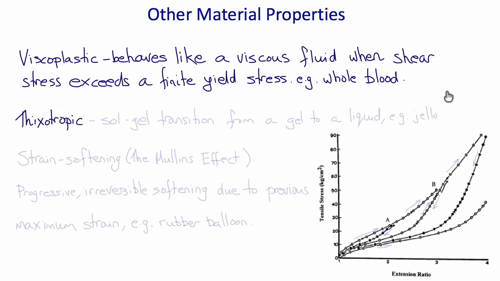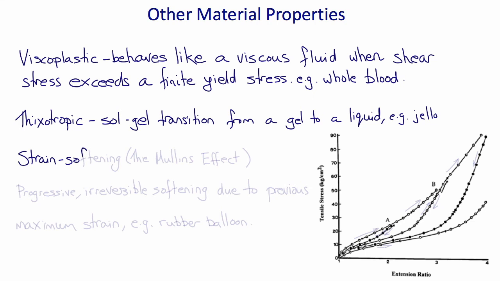A thixotropic material, like the cytoplasm inside cells, undergoes what's called a sol-gel transformation from a gel to a liquid, similar to Jell-O that's partially set, and then you stir it up and it becomes liquid again.